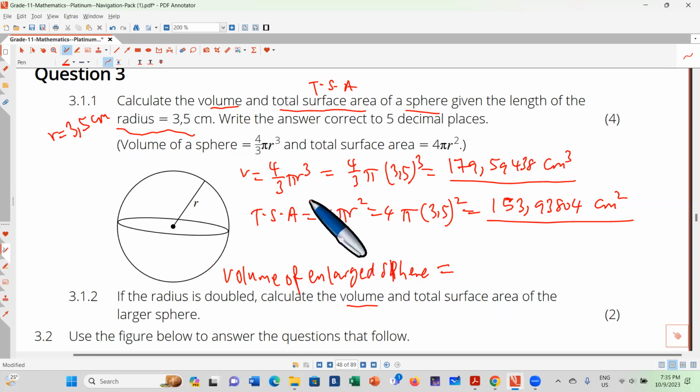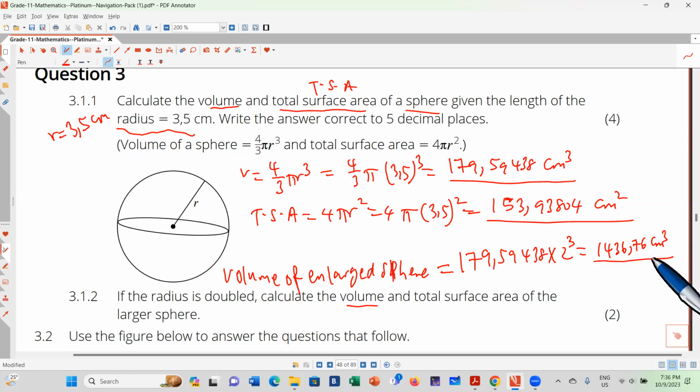So the volume of the enlarged sphere, there are two ways to do this. If you double the radius, you multiply it by 2, and the 2 is going to be cubed. So you can just take the volume that we got, which is 179,59438, and multiply, because now it's affected by the cube, so it is 2 cubed. Then you get the answer, which is exactly 1436,76 cubic centimeters.